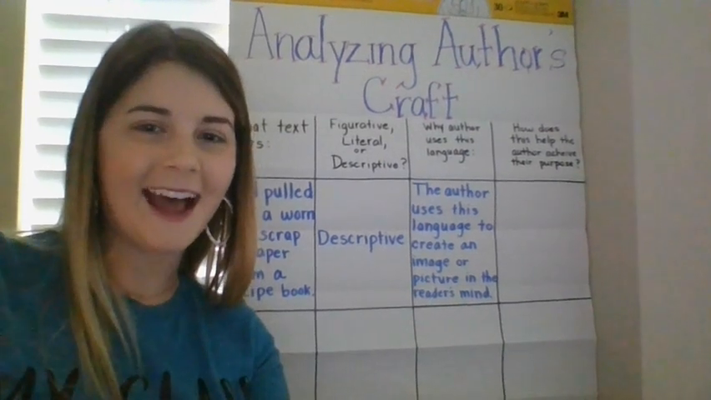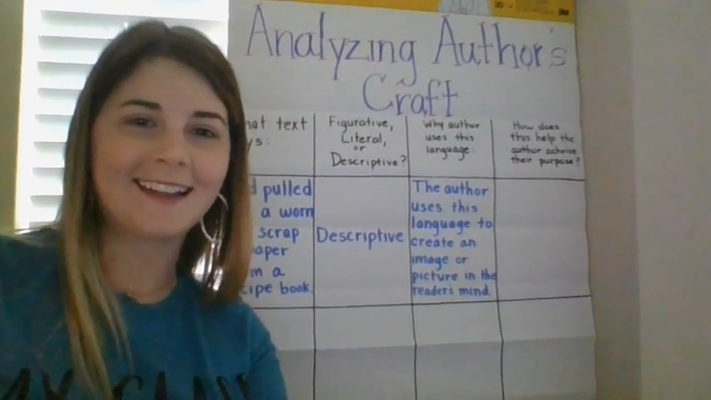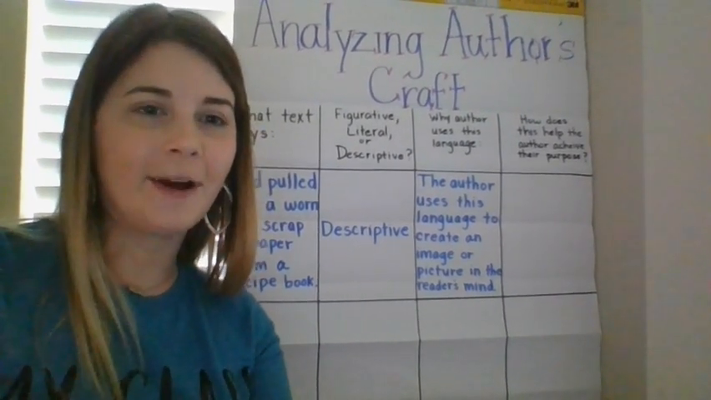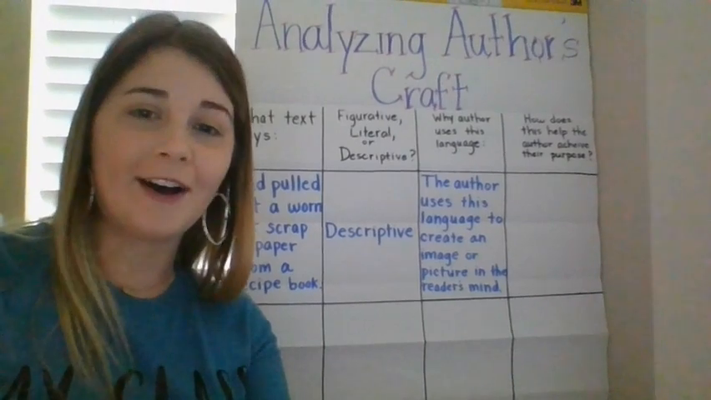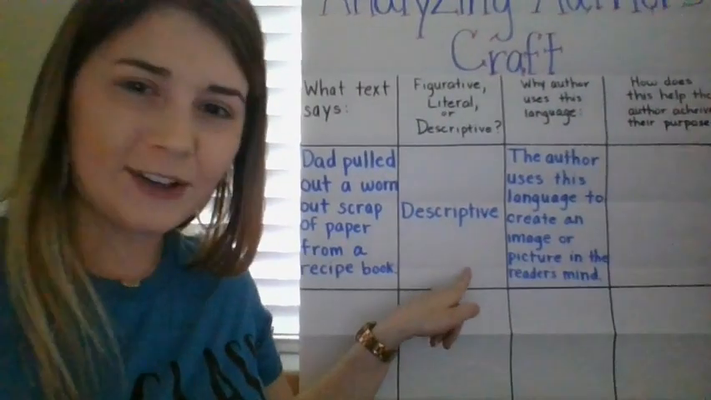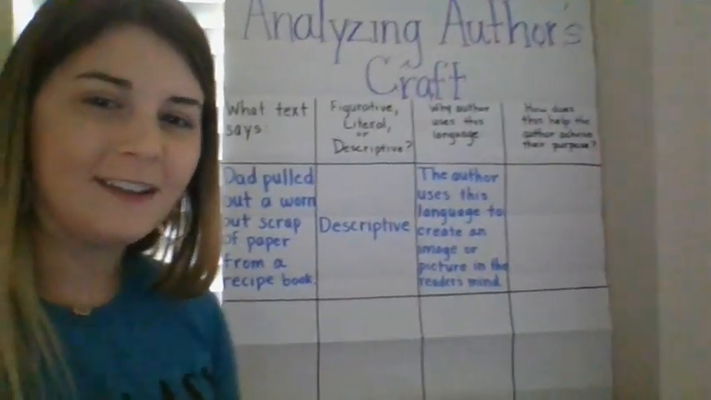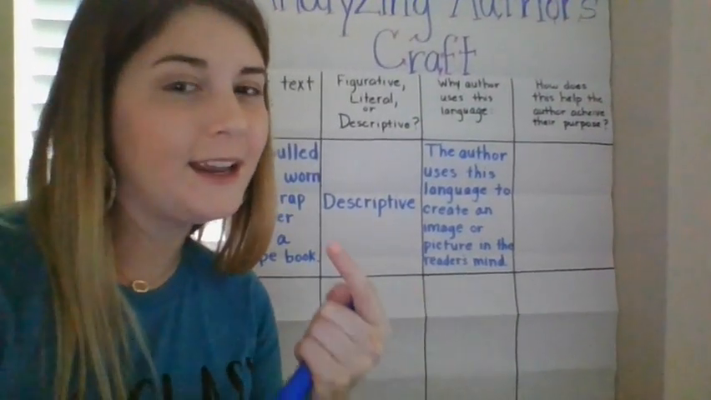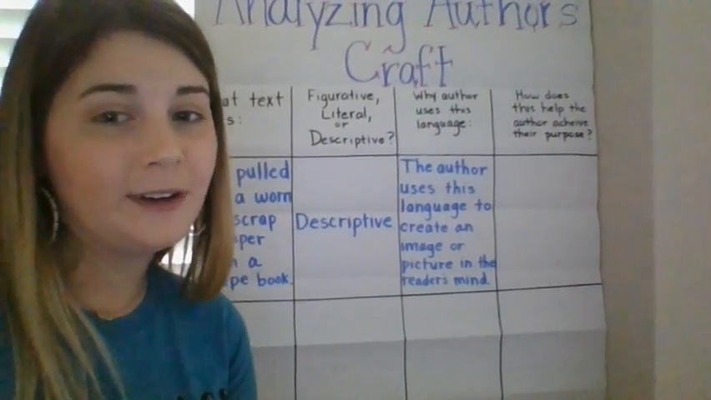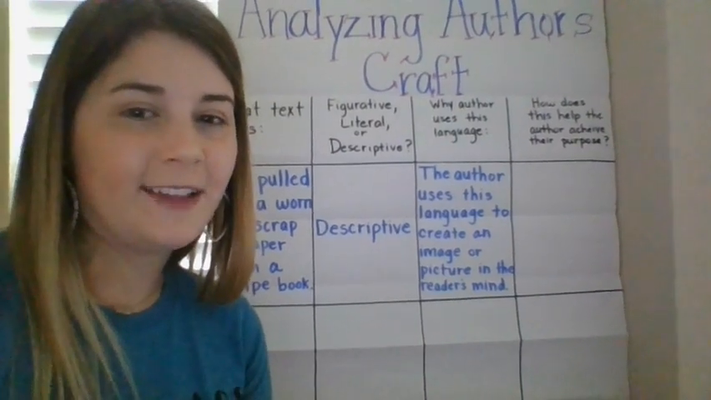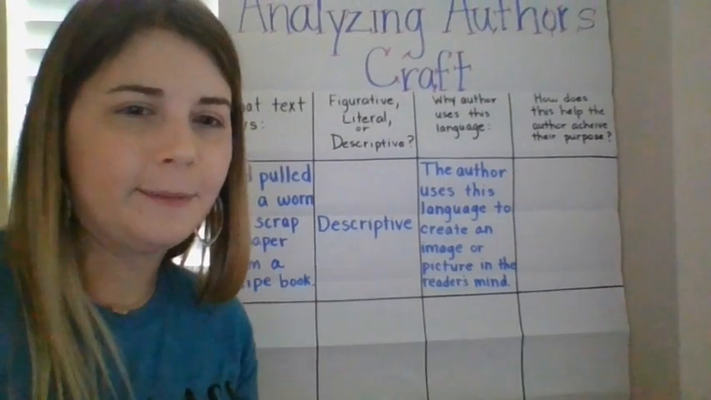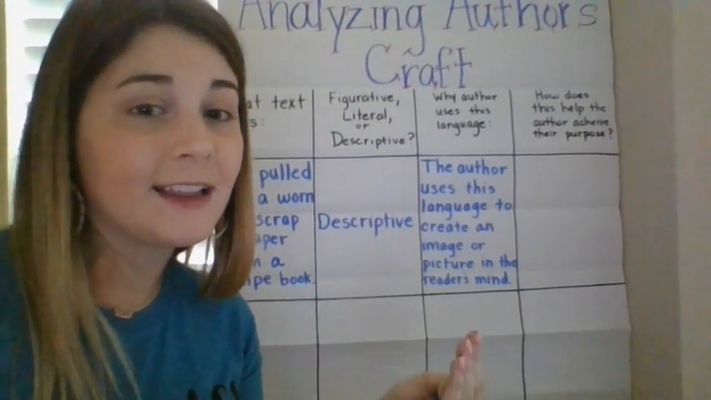The last thing that I need to do to complete my Analyzing Author's Craft graphic organizer is to fill out this last part that says, how does this help the author achieve their purpose? It's asking, how does this language that the author uses help them achieve their purpose in persuading, informing, or entertaining? I know that this is a fiction book, and so far it's telling a make-believe story. So my background information is telling me the author is trying to entertain us.